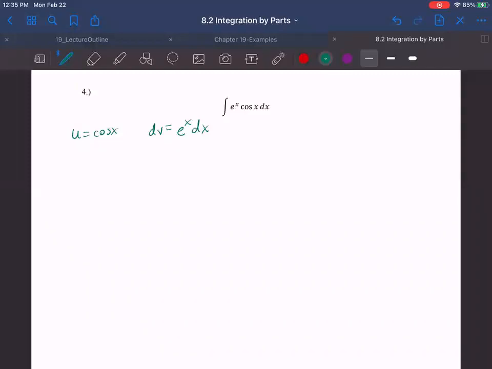So as y'all have probably found here, this one gets a little repetitive, right? So we come here, we say this is du, this is negative sine x dx, v equals e to the x, and so our integral becomes e to the x cosine x, uv, minus integral v, e to the x times negative sine x dx. And then that becomes e to the x cosine x plus integral e to the x sine x.